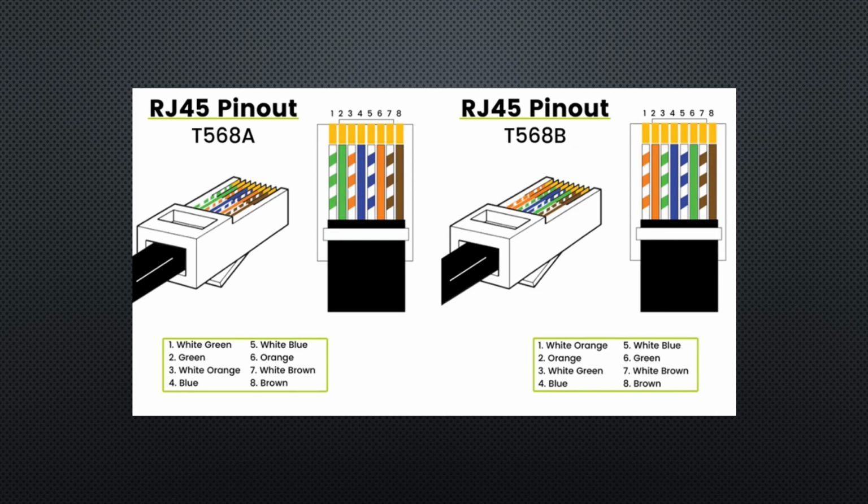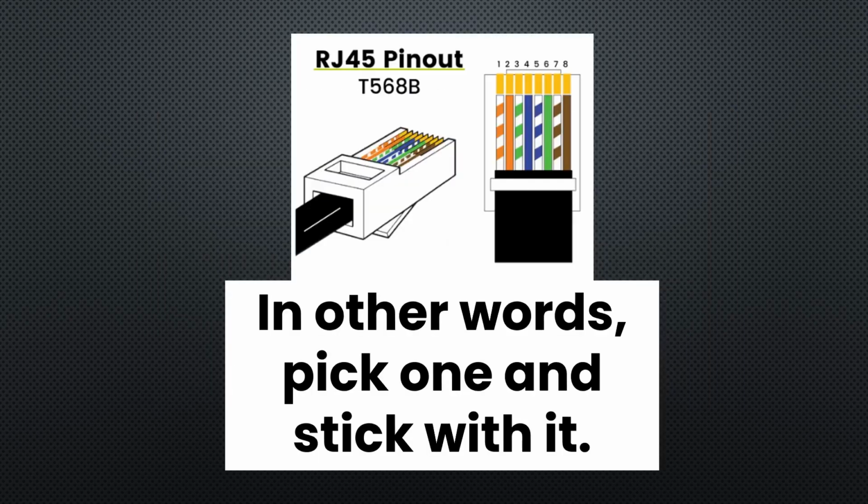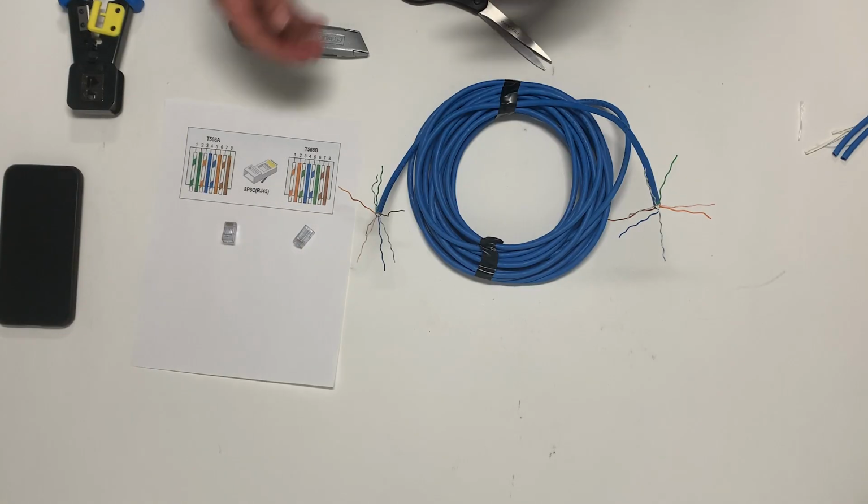So I always go B. Industry-wise, in the IT world, it's usually B. But if you're making new runs, new cables, you always want to look at what's existing there, especially in the patch panels. More likely than not, it's usually the B type. In this video, we're doing B. So if you want to follow along, this is basically what we're going to be doing. In other words, you just got to pick one and stick with it across the board whenever you're using it.